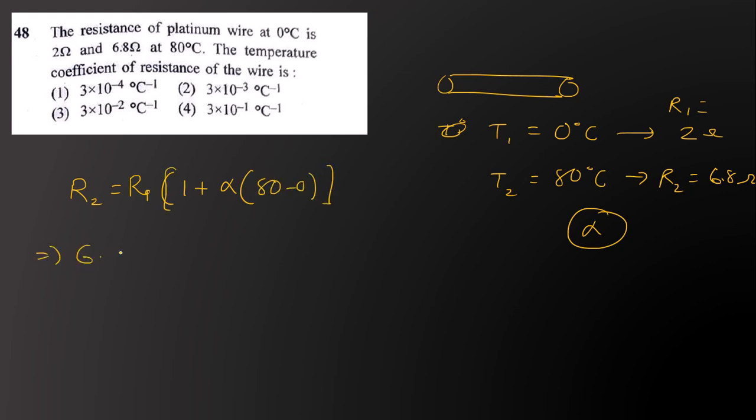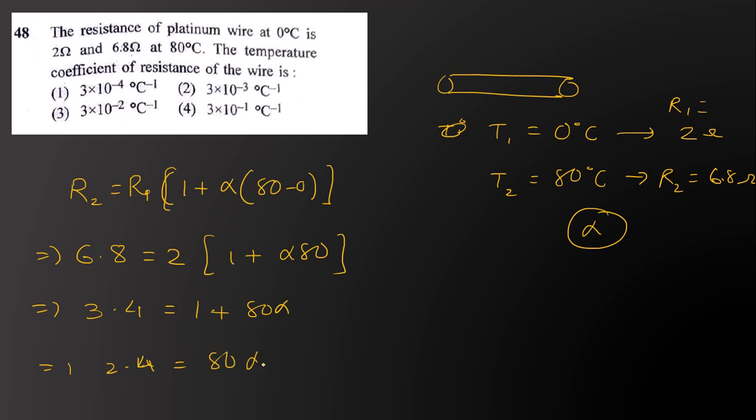Let's put the values. Final resistance equals initial resistance times 1 plus alpha 80. So this is 3.4 equal to 1 plus 80 multiplied by alpha, then this is 2.4 equal to 80 alpha, and then alpha will be equal to 2.4 divided by 80. Therefore, if I write it like this, 24, so this is 8 into 10 power 2, so this will be equal to option number 3.